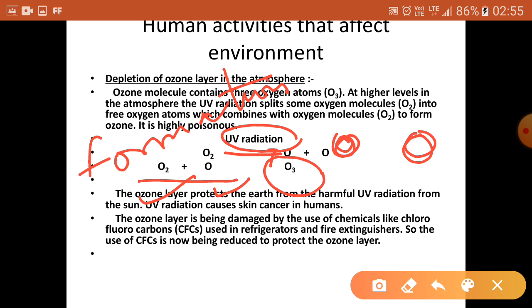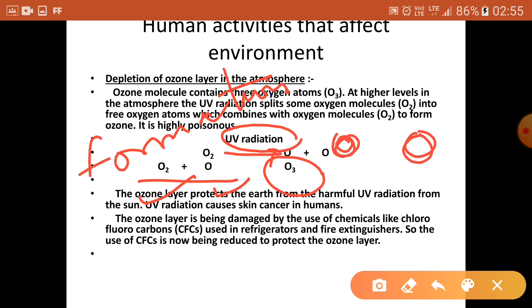And we all know ozone is very important. Ozone protects the earth from the harmful UV radiations from the sun. UV radiations may cause skin cancer in humans. Not only humans, they affect plants as well as animals adversely.